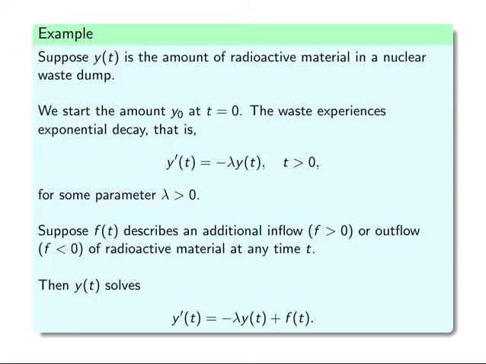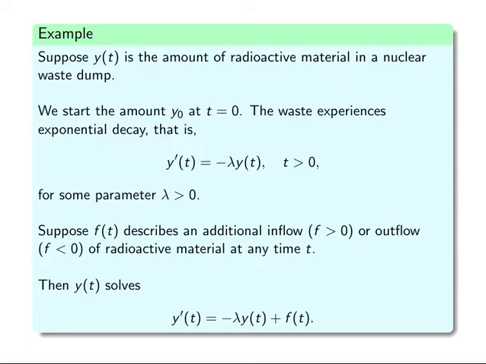But even if you remember that, let's also have a look at a variation of that problem. Namely, suppose f of t describes an additional inflow or outflow of radioactive material at any time t. Additional inflow if f is positive, and outflow if f is negative. So maybe there's additional radioactive waste dumped into this container, or maybe we extract some radioactive material. So this inflow and outflow, of course, may vary over time.